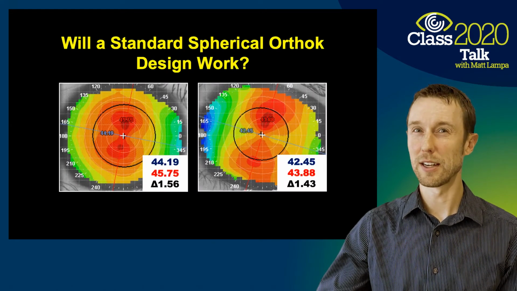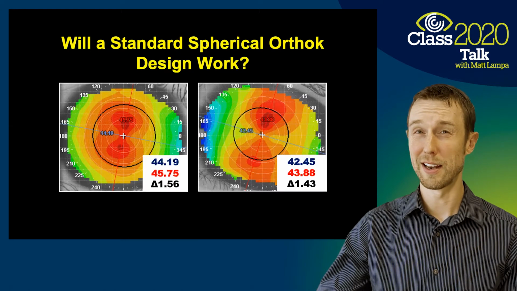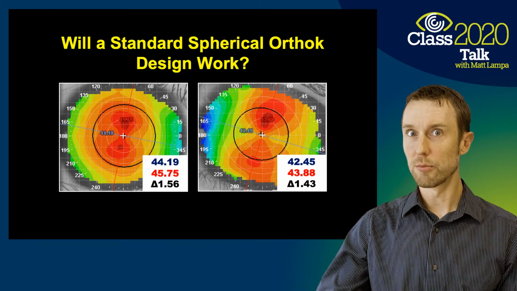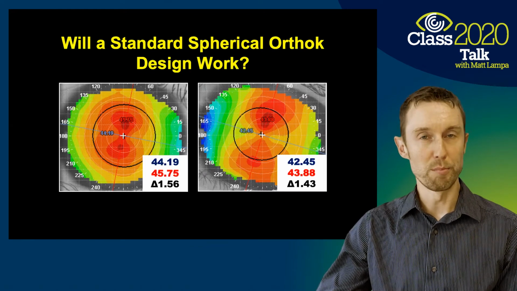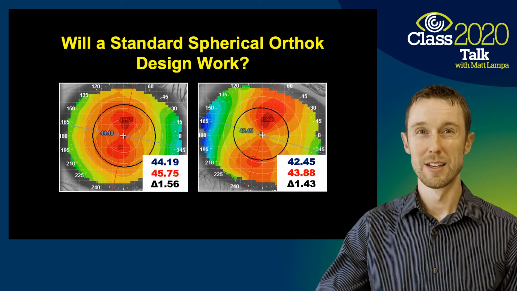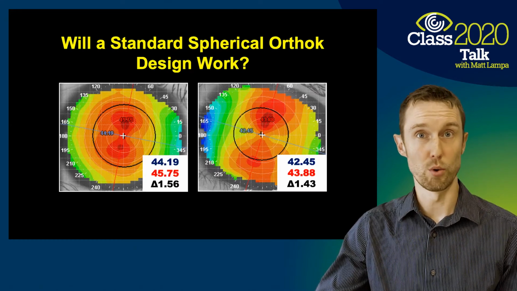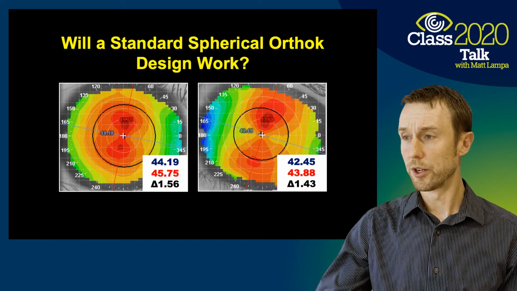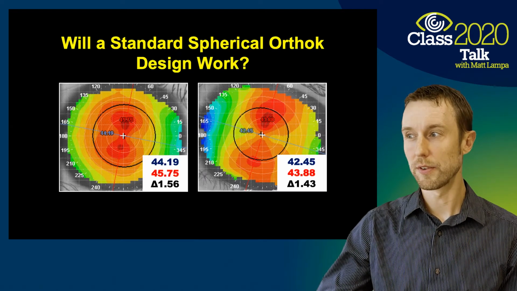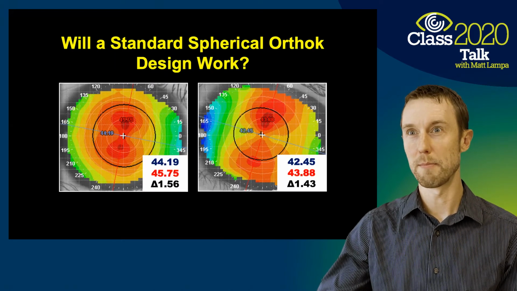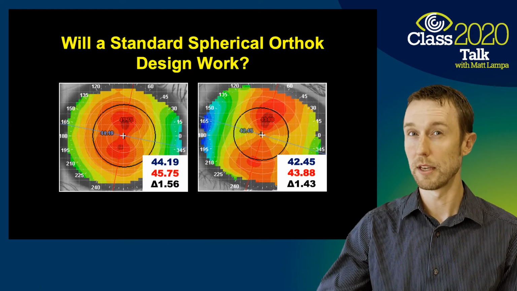Is a spherical contact lens going to work on an eye that's toric? So is there some clue or clues that we can pull out of either the central K values or something more broadly speaking, just the corneal topography itself? So that's the question we have here: will a standard spherical orthokeratology design work on an eye with astigmatism? And is there something about the patient's astigmatism that gives us a clue?